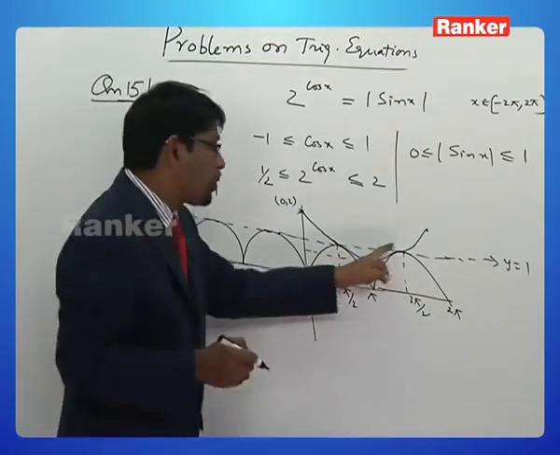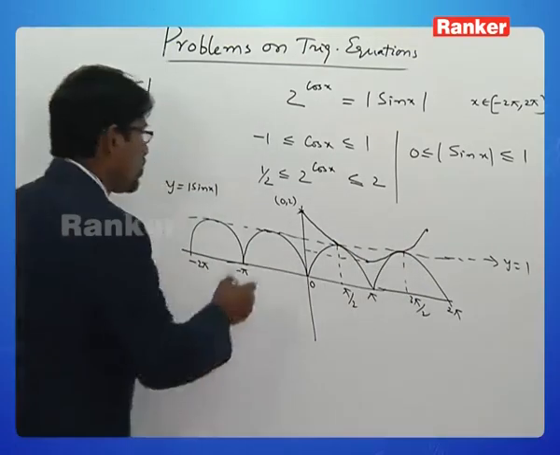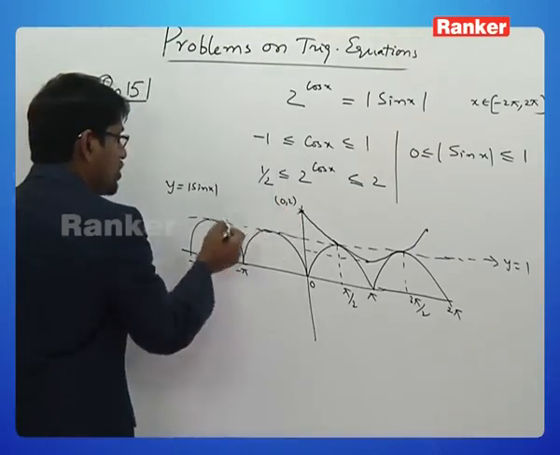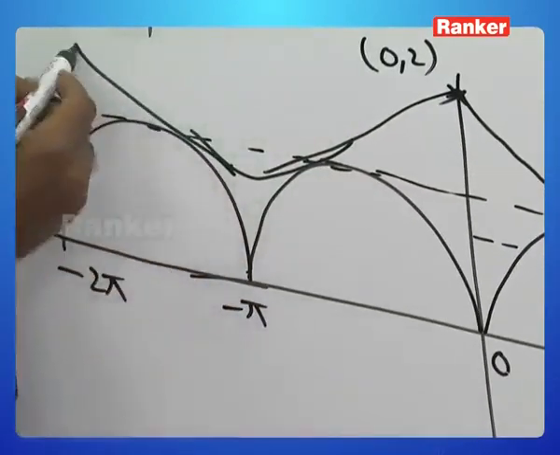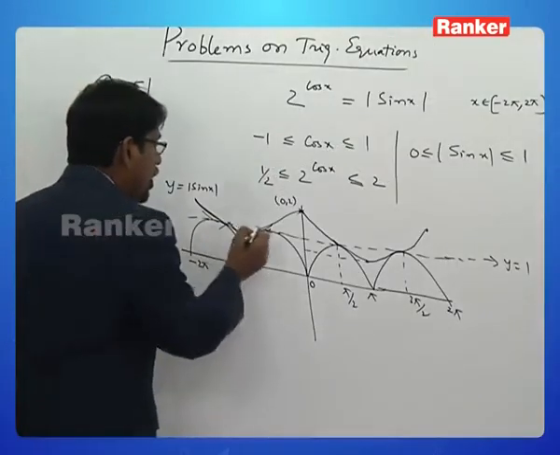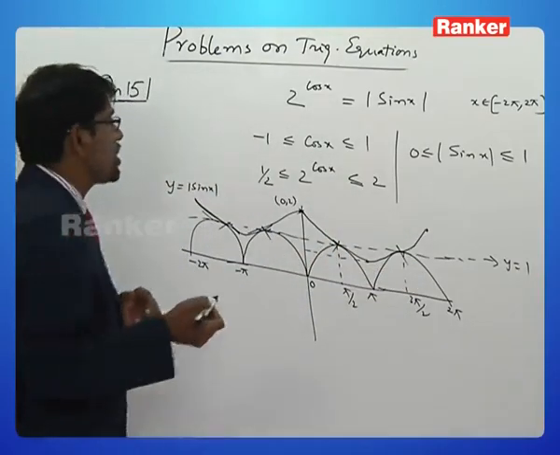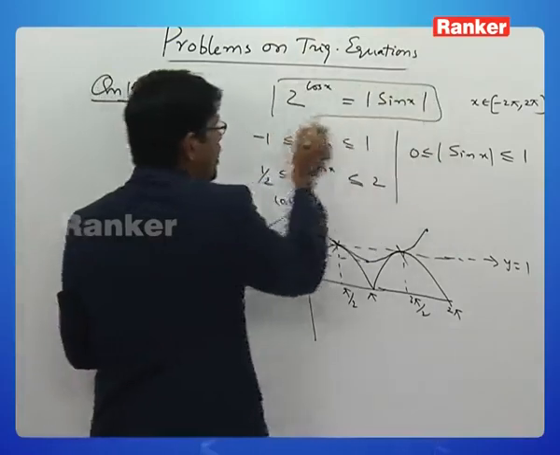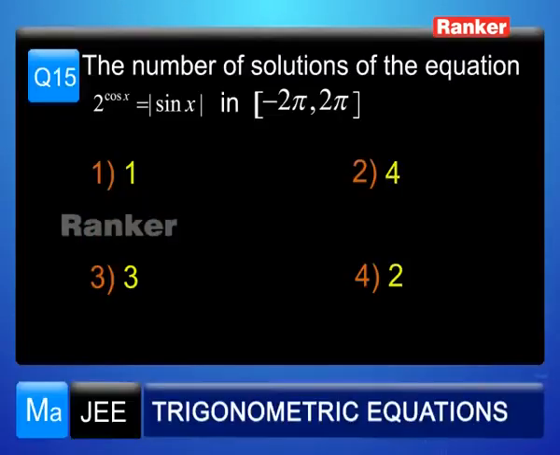We observe that there are two solutions between 0 to 2 pi. The same thing will repeat here also. We will have two more between minus 2 pi to 0. So, there are in all 4 solutions which satisfy 2 power cos x is equal to mod sin x, and hence the answer is 2. Option 2 is the right answer.